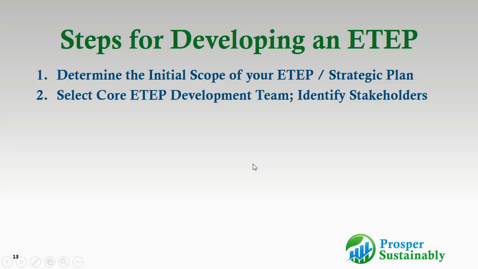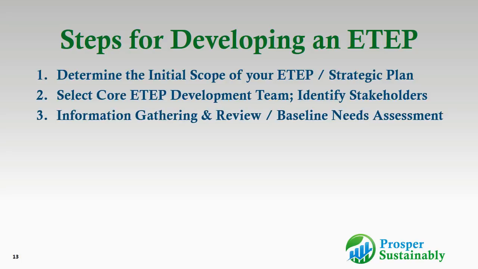And when you develop that initial scope, then you do want to select that core development team. So identify stakeholders as well. So kind of overlap 1 and 2. Number 3 is an important step where you gather all the information you need that's going to be relevant to developing your ETEP. So your information gathering review is really conducting an informal baseline needs assessment. You could conduct a formal baseline needs assessment, prepare a full report, but it's not absolutely necessary in order to prepare your ETEP.